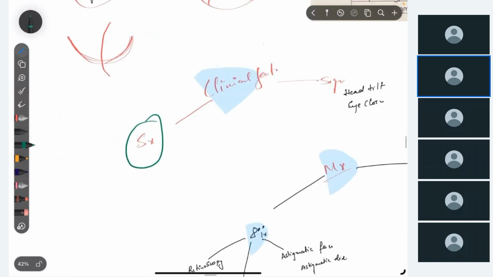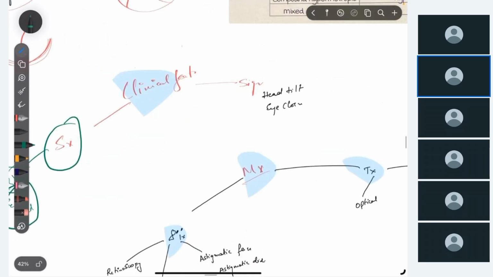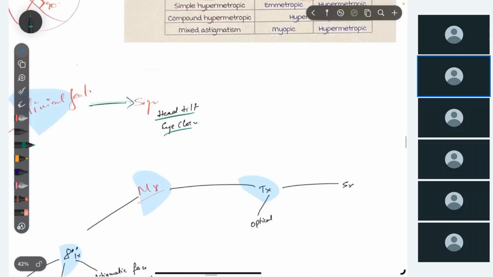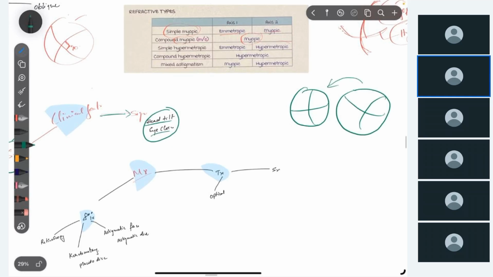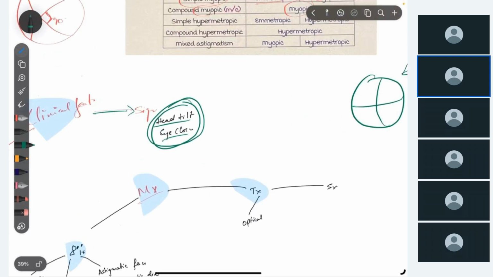The clinical features are exactly the same as we have discussed before. That is, the patient has blurring of vision, pain in the eyes, and headache. All those symptoms the patient has. When you see the patient, he will tilt his head. This is because his meridians are not in a proper plane, so he tilts his head so that his meridians come into a proper plane. That is also a sign.